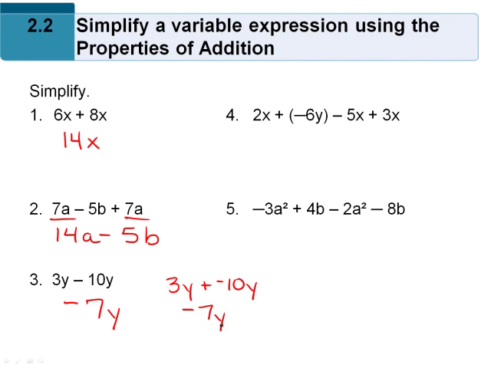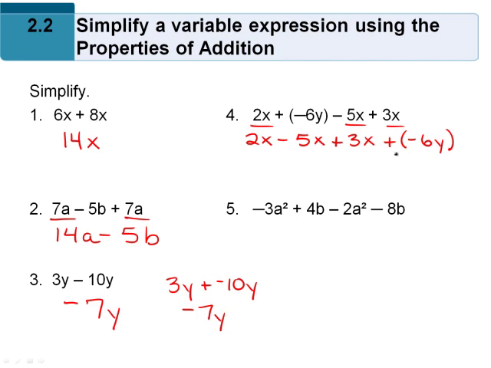Let's look at number 4. We have 2x plus negative 6y minus 5x plus 3x. So we've got some x terms here that are the same. Now, some people like to rewrite it so that they're all grouped next to each other, and you can do that. Let's go ahead and do that. We've got 2x, and then I have negative 5x. You have to bring that sign down with that 5. Bring down the plus for the 3x, and then plus negative 6y. Okay, and the only reason I kept it in parentheses was because they started it that way.